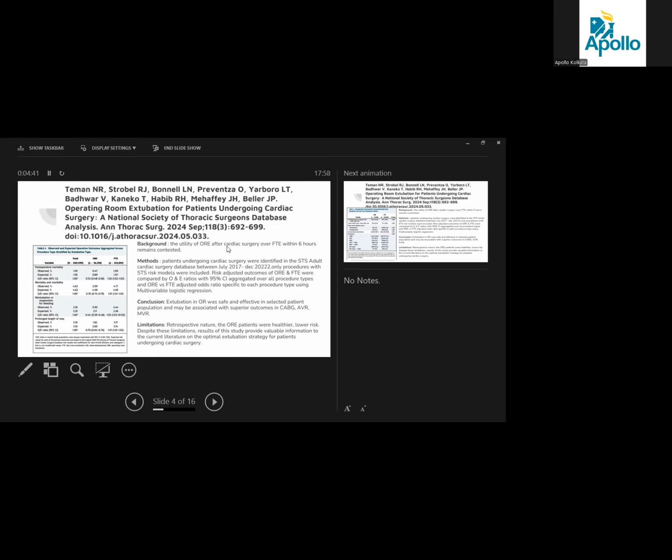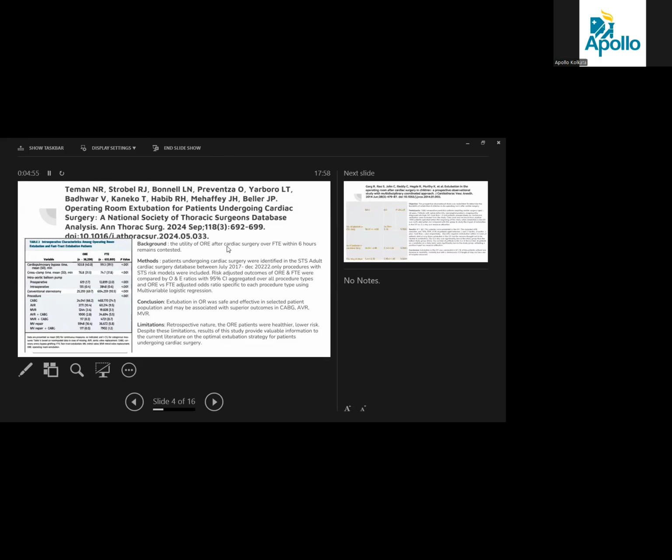So for all these outcomes, as we can see, the O/E ratio was less. That is, they were less likely to happen in the ORE group and slightly more likely to happen in the FTE group. So the conclusion was that extubation in the OR was safe and effective in a selected patient population, and may be associated with superior outcome in CABG, AVR, and MVR patients.